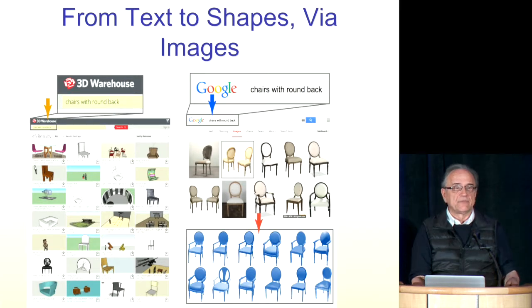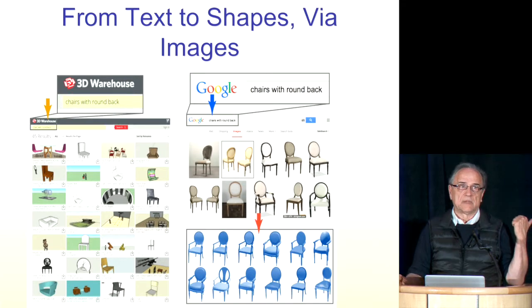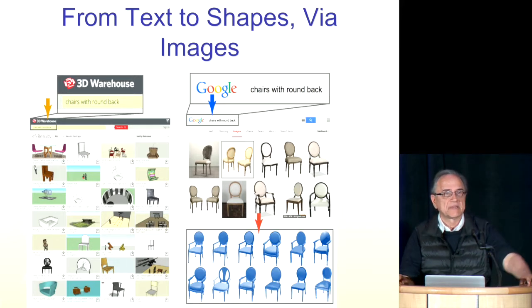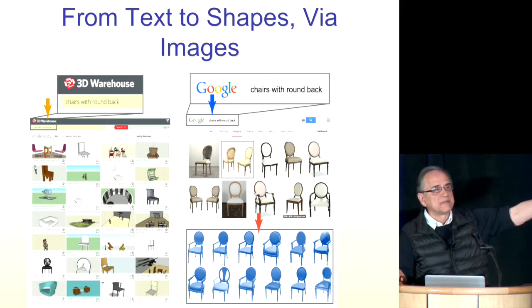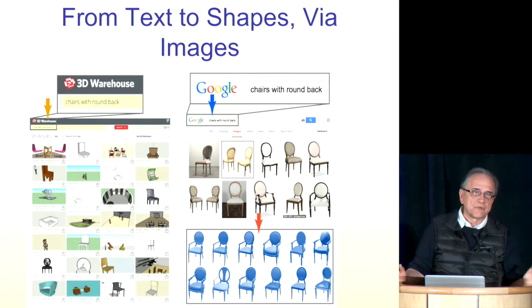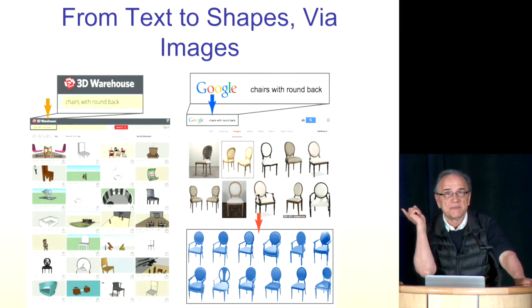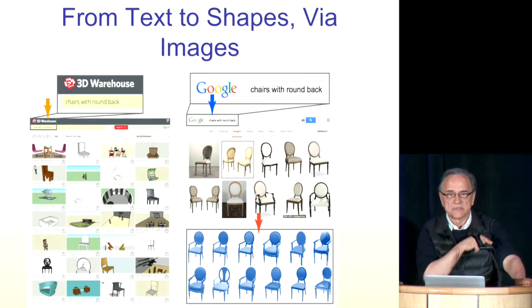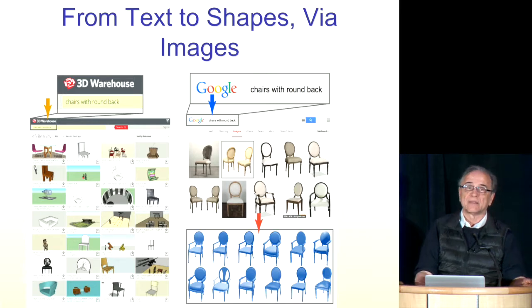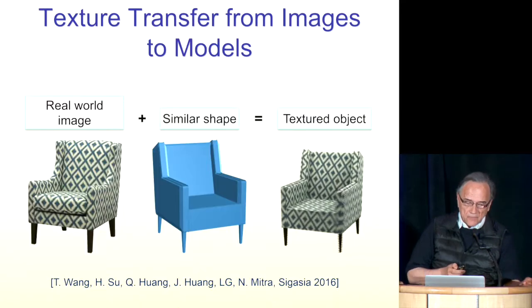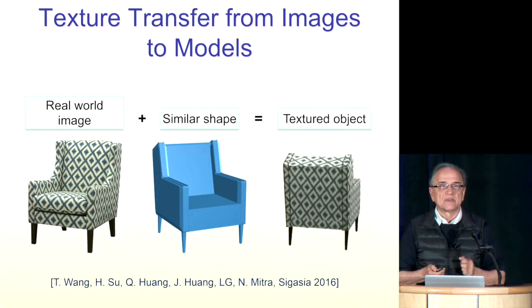So here's an example: if you query the 3D warehouse with, say, chairs with round backs, you get very bad results, as you can see. I mean, there are some chairs with round backs, but also there's a lot of garbage. But if instead you query Google for chairs with round backs, you get very good images. And then from the images, using the common embedding space, you can go and get very good 3D models. Or the other way, you can now start pulling information from images onto 3D.